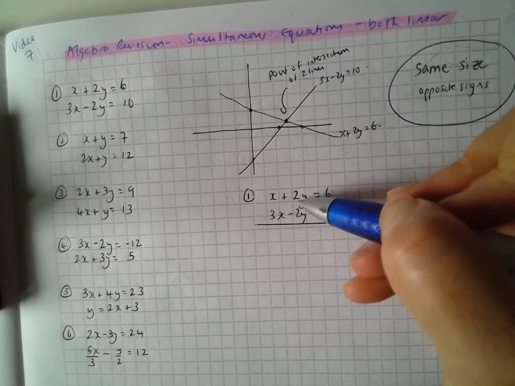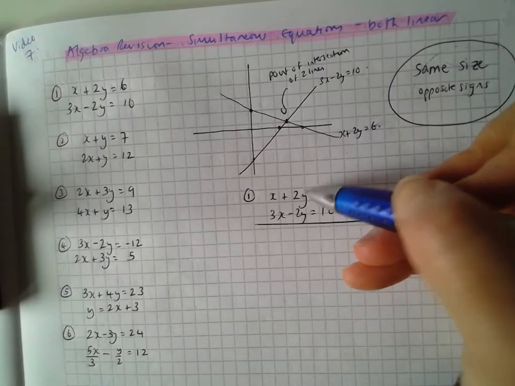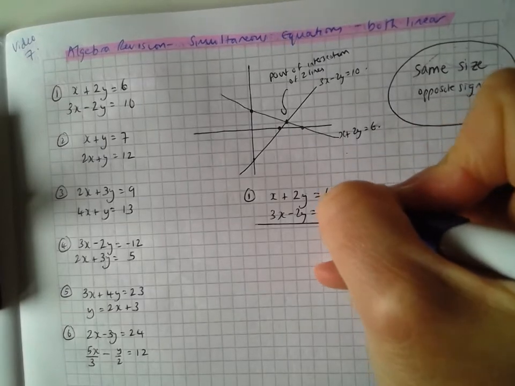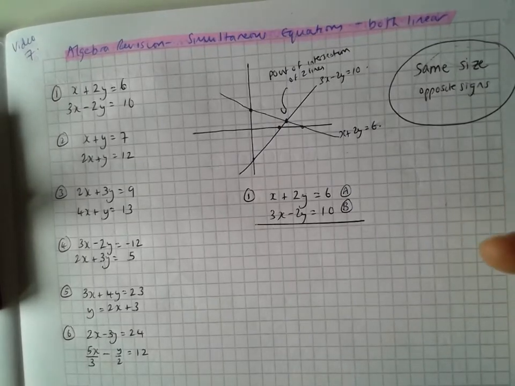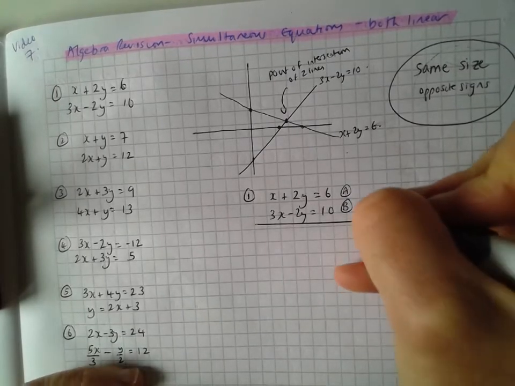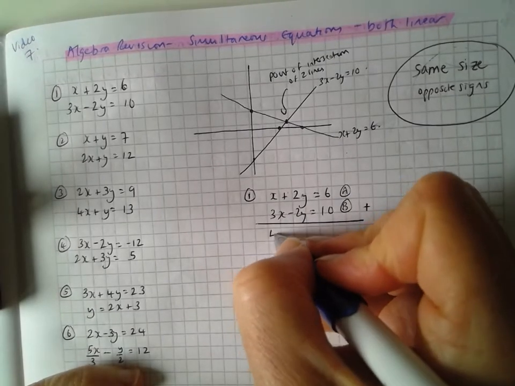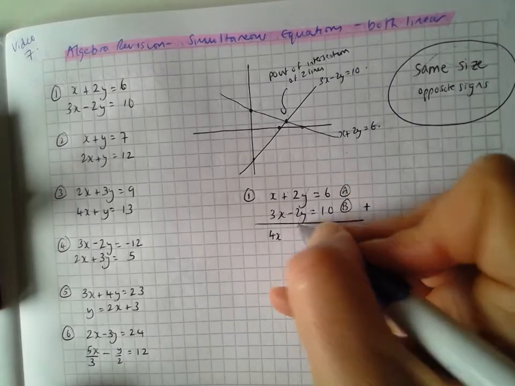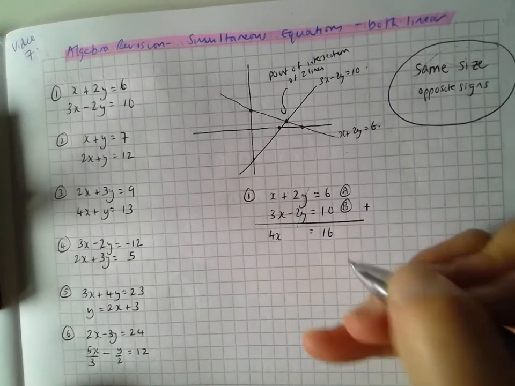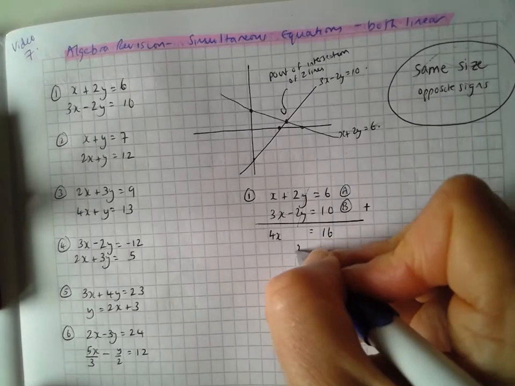It's great because these two lots of y. There's plus 2y in this one, let's call it equation A, and minus 2y in this one, which we'll call equation B. So actually we don't have to do anything else at the minute other than add them together. If we add these two lines, we get 4x, x plus 3x is 4x. The y's will cancel each other out, and 6 and 10 is 16. So now we have 4x equal to 16, so x must equal 4.